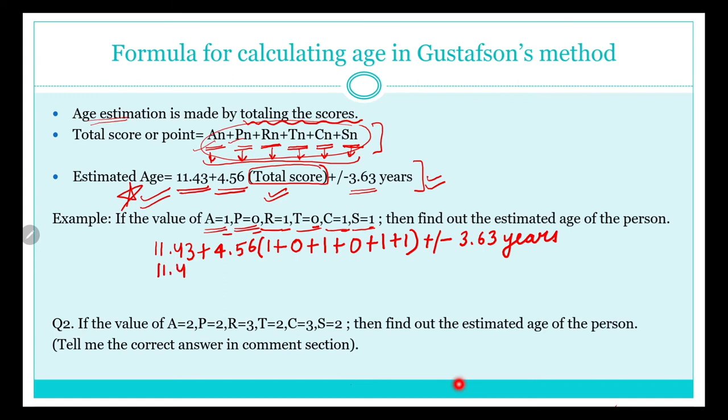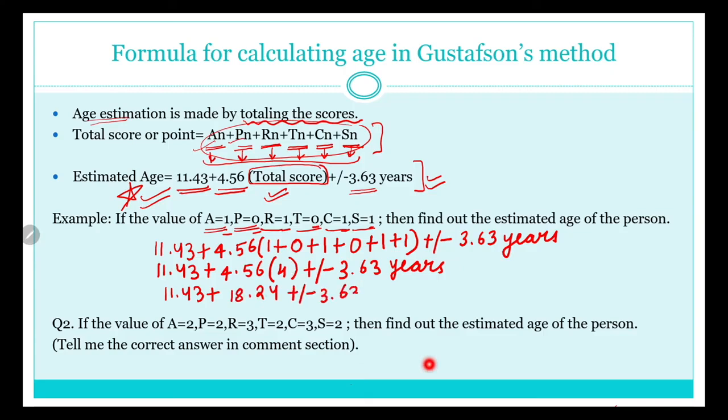So 11.43 plus 4.56 into 1, 2, 3, 4 plus minus 3.63 years. 11.43 plus 4.56 into 4 is 18.24 plus minus 3.63 years. So 18.24 plus 11.43 is equal to 29.67 plus minus 3.63 years.